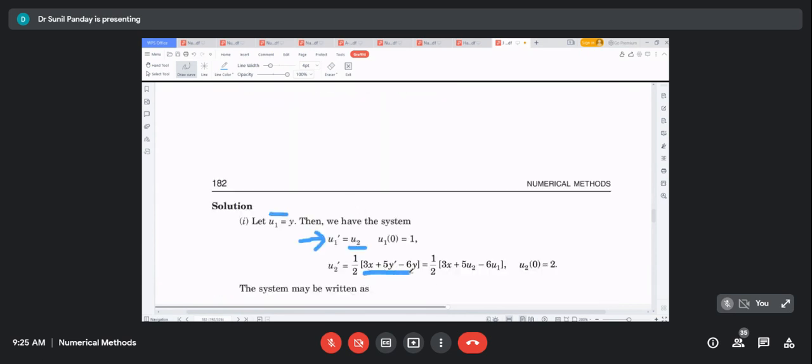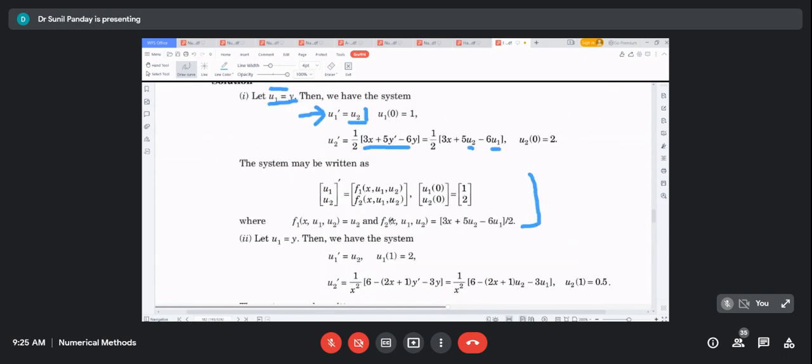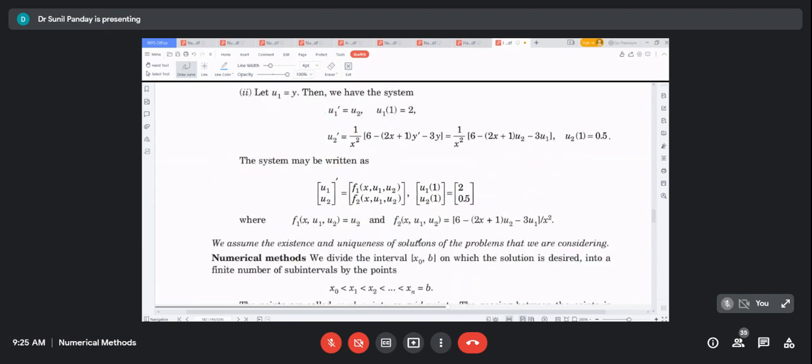And then we know that y is u1 and y' equals u2, because u1' equals y' equals u2. So this can now be rewritten as a system of first order differential equations.